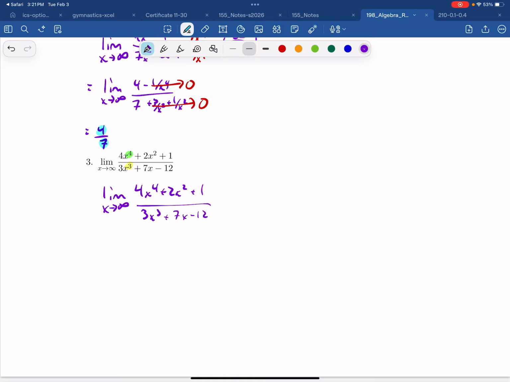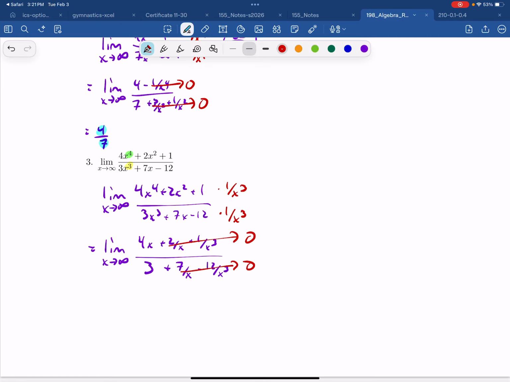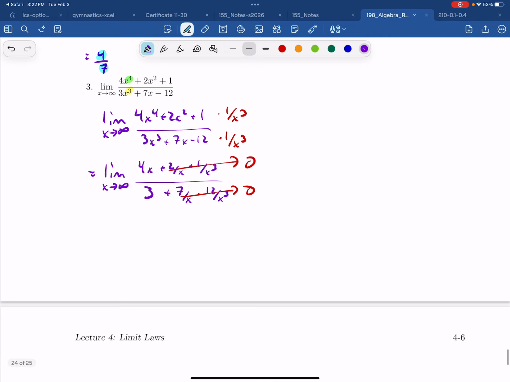Maybe you can reason with it, or maybe you can remember the problem we did in the lecture video. But what we're going to do is the same as always. We multiply by the lower degree leading term, which in this case is x cubed. Right? So this is going to give us 4x plus 2 over x plus 1 over x cubed over 3 plus 7 over x minus 12 over x cubed. And again, note these guys go to 0, these guys go to 0, and we have 4x over 3. 3 goes to 3, of course. And 4x goes to infinity.